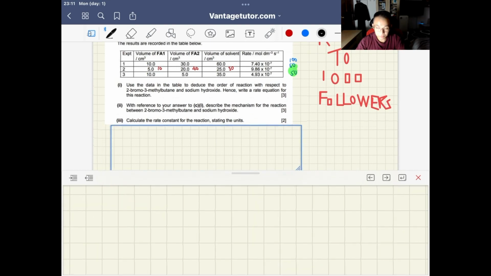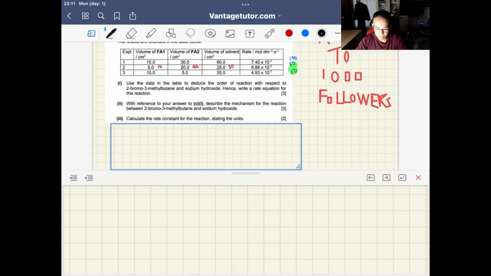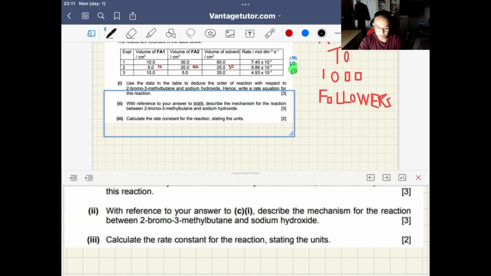Alright, welcome back to part 2. Part 2, with reference to your answer in C part 1, describe the mechanism. Whenever we talk about describing a mechanism, you have to draw your arrow pushing, your curly arrows, your dipole moment, whatever.